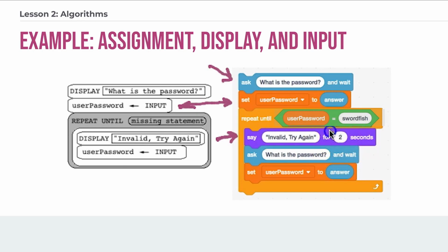Now, that part isn't necessarily something that you would see in AP style pseudocode. You wouldn't see the duration of the display, but we know that for Scratch we have to have it. And so then we have to prompt the user for more input because we're assuming that the first time they tried it, it wasn't correct. So we prompt them again and again set the user password variable to whatever value they typed in as their answer, their input. So this is something that you would absolutely see on the exam, and this is how we accomplish almost exactly the same thing in Scratch. Let's take a look at another example.